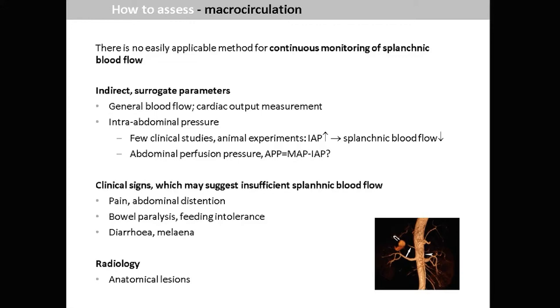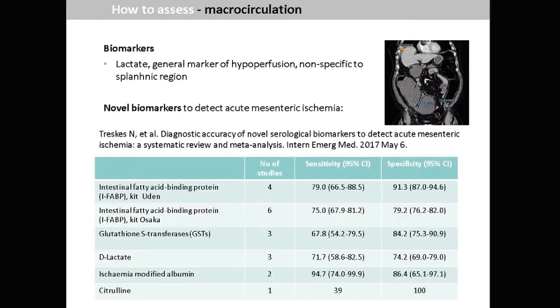Abdominal pain, abdominal distension, bowel paralysis, feeding intolerance, diarrhea, melena can be indirect signs of insufficient blood flow in the splanchnic area. On top of it, radiology investigations show the different anatomical lesions which might be of relevance. As for biomarkers to assess whether the blood flow to the splanchnic organs has been sufficient or not, the lactate we know well.